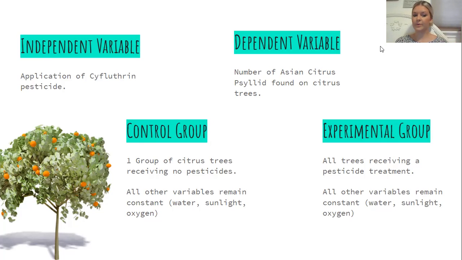All of the variables remain constant: water, sunlight, oxygen. So the experimental group is the group of trees that are going to get the independent variable, which is the application of cyfluthrin pesticide. So it's receiving the pesticide treatment. And just like the control group, all other variables remain constant: water, sunlight, oxygen in the trees.